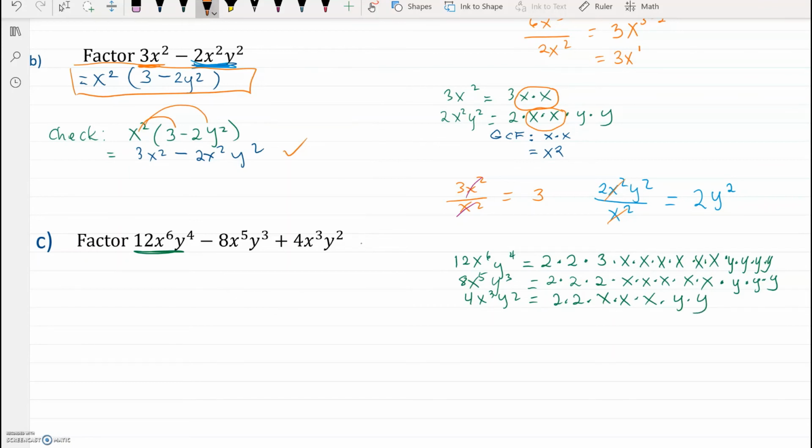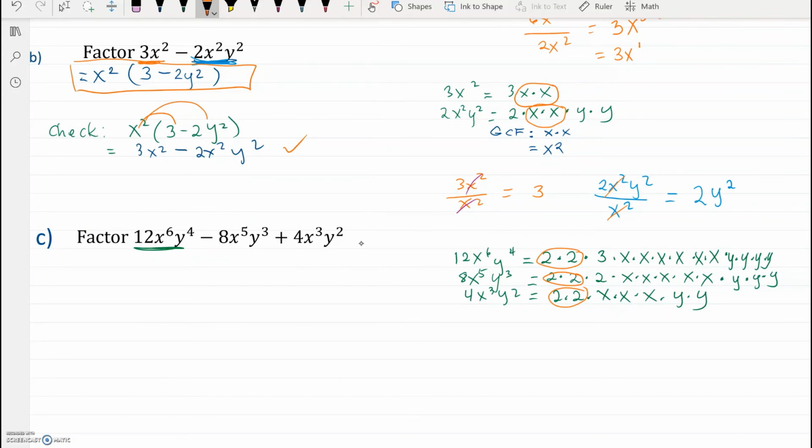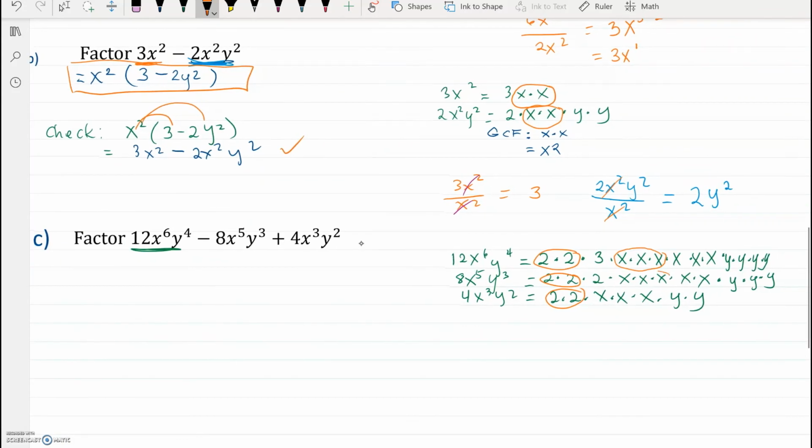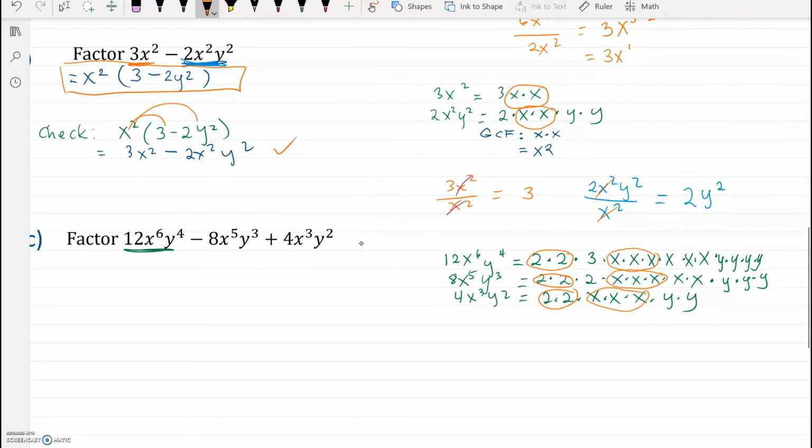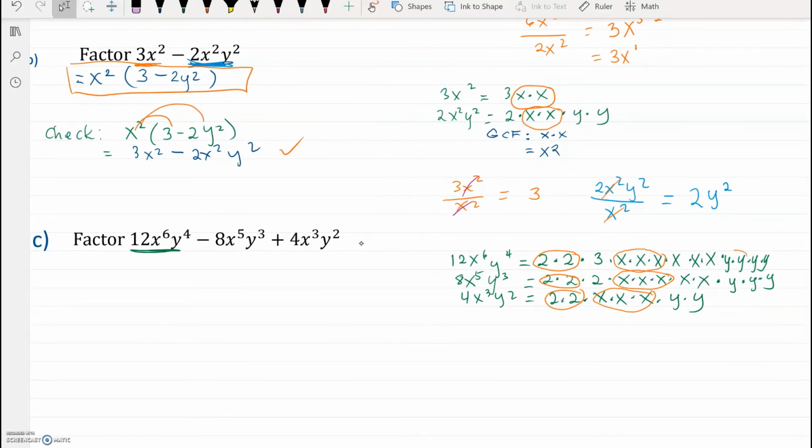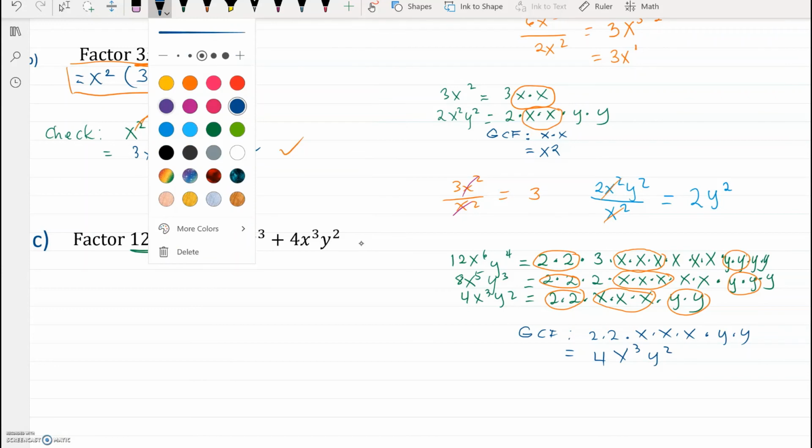And then identify what they have in common. 2 twos here, 2 twos, 2 twos, and then the x's, we have 3 x's in common, and then all of them have 2 y's. So for the GCF, we'll have 2 times 2 times x times x times x, and then times y times y. We simplify it, 4x cubed y squared. That's the common factor we are going to use.